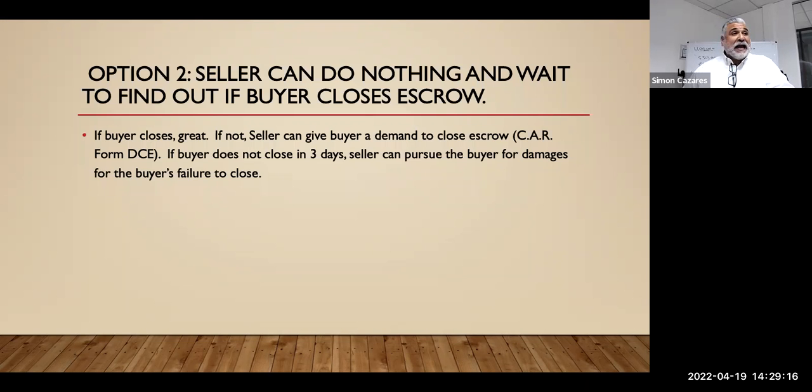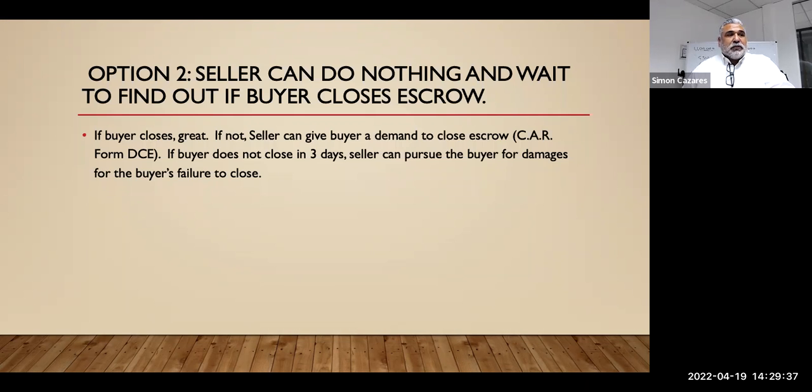So if this happens to fall on a holiday or on a weekend, then the seller has the right to cancel. Pardon me? Calendar days, right? Yep, DCE form is calendar days, okay?